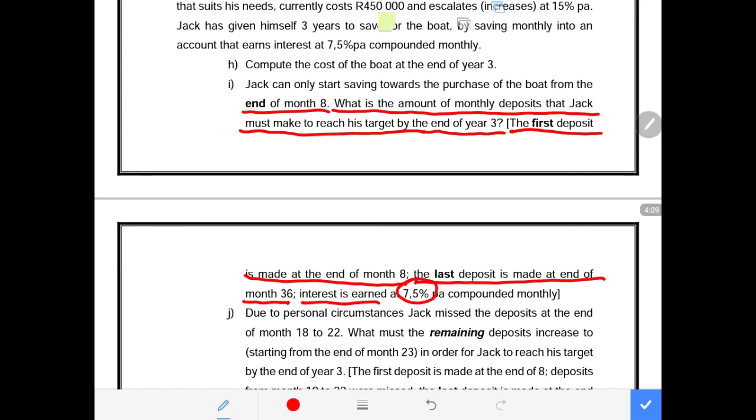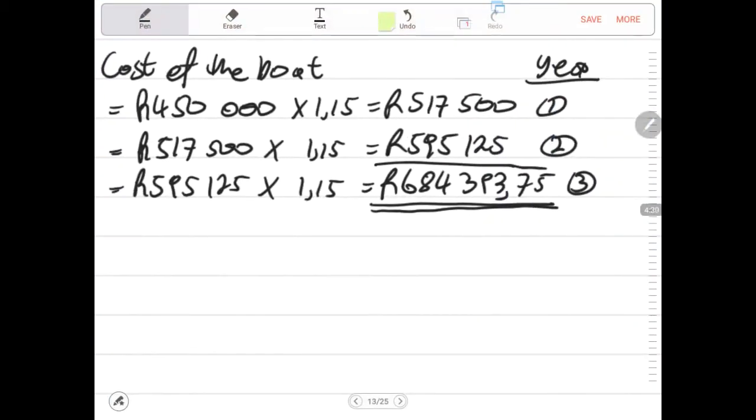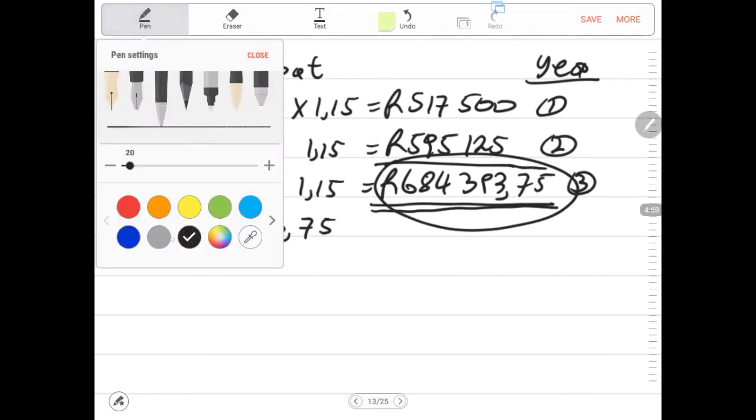There was no change in the interest rate, and it is still compounded monthly. Remember, there can be a change in the interest rate during the monthly payment period from month number 8 to month number 36, and I highlighted a question of that nature previously. So now let us calculate the PMTs, or the payments, that Jack must make. So now we say plus minus the amount that he wants to raise, because he wants to raise 684,393 rands 75 cents. This is what Jack wants in the future.